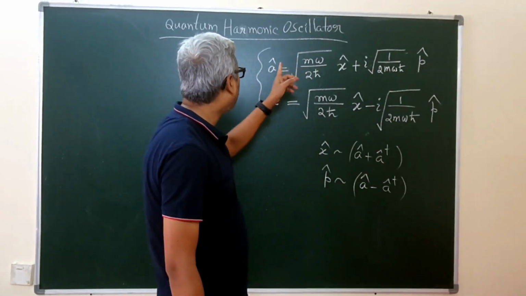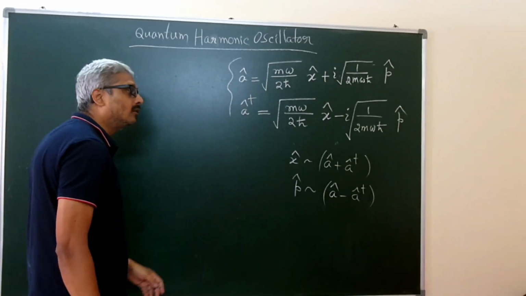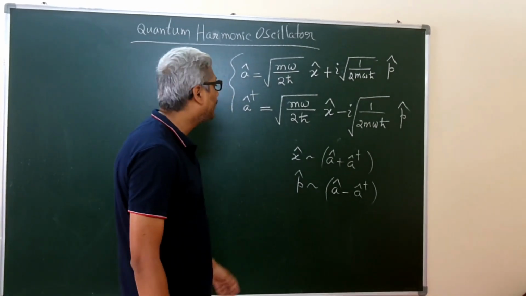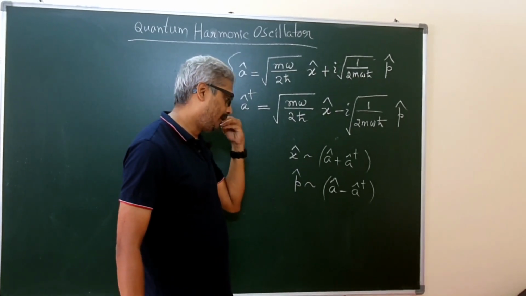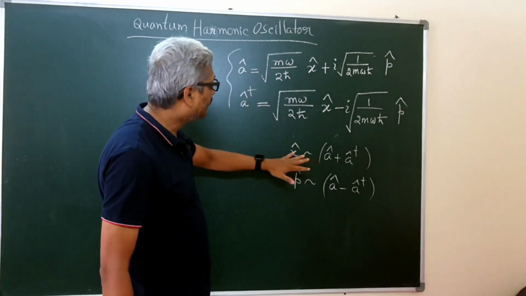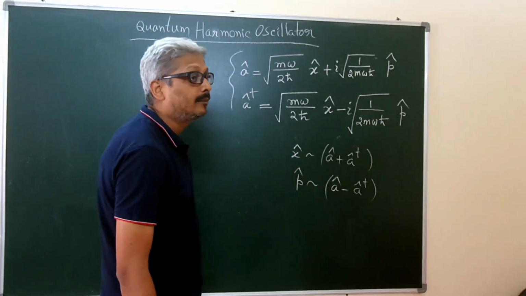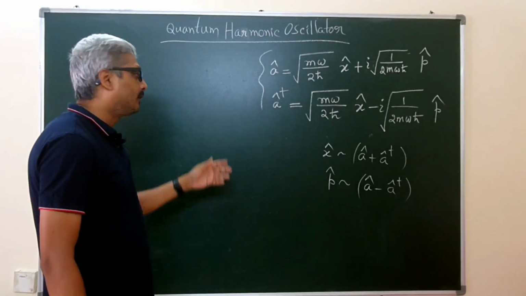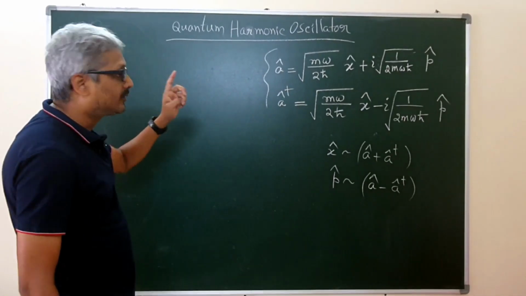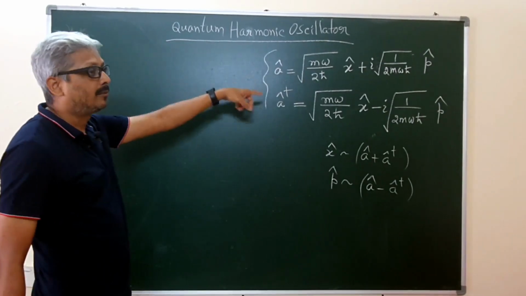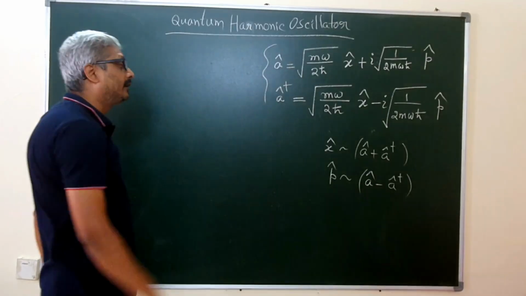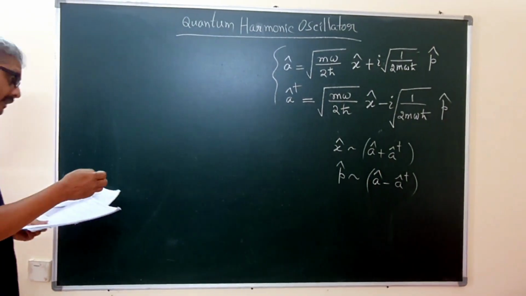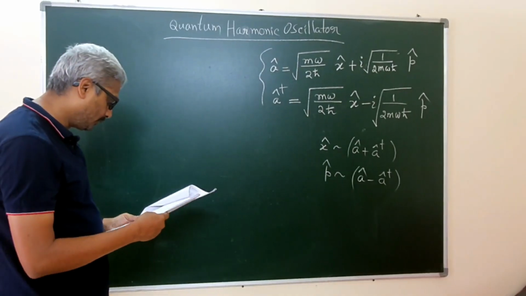Even if the operators a and a dagger are non-Hermitian, we can use them to construct Hermitian operators like position and momentum, which are physical observables, and we can also construct the Hamiltonian using these operators. That means the Hamiltonian can be expressed in terms of the creation and annihilation operators, and exactly that is what we are going to show here.